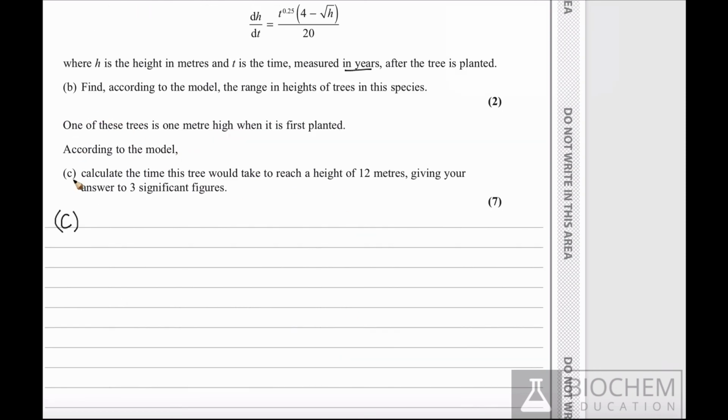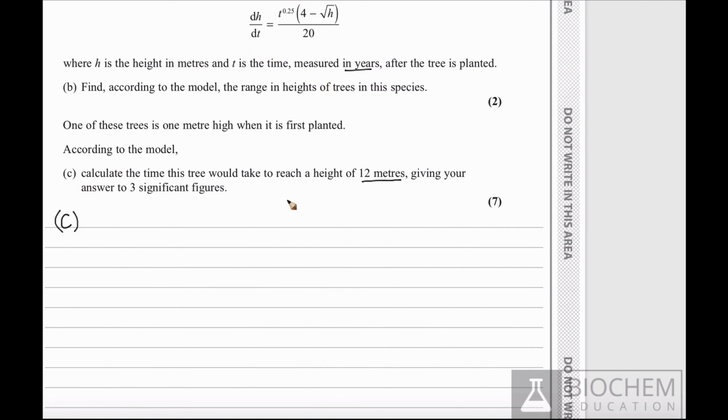Question 14, part C. One of these trees is 1 meter high when it is first planted. According to the model, calculate the time this tree would take to reach a height of 12 meters, giving your answer correct to 3 significant figures, and this is for 7 marks. So the examiner wants you to find the time that it takes in years for the plant to reach a height of 12 meters according to this model as defined earlier.